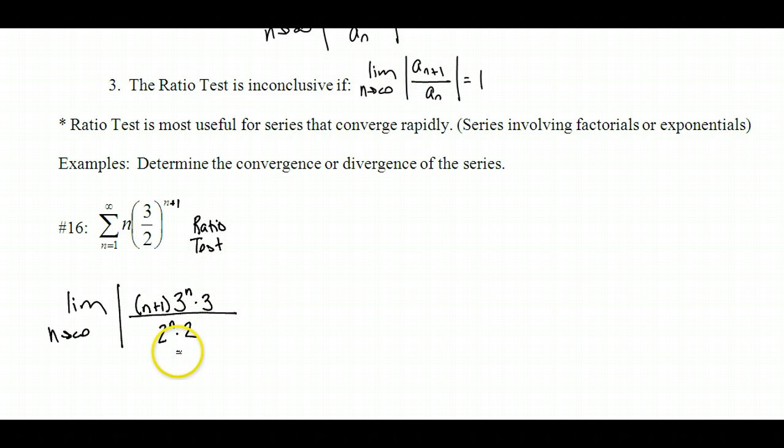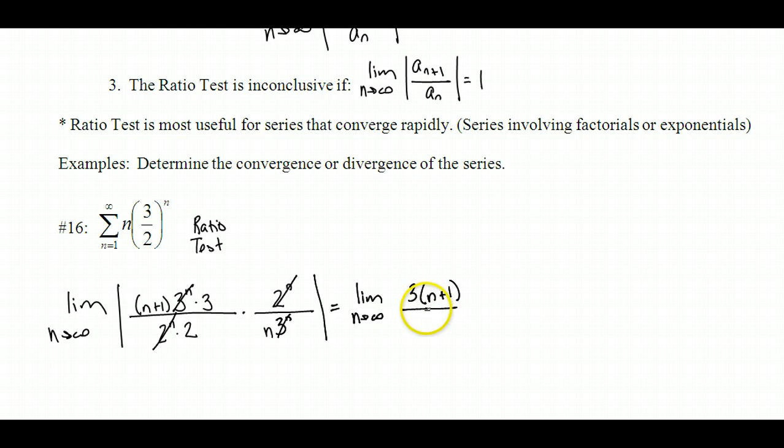And instead of dividing and creating a compound fraction, we're just going to multiply by the reciprocal right away. And the reciprocal would be 2 to the power of n in the numerator, and in the denominator, I would have n times 3 to the power of n. Obviously, simplify. So 3 to the power of n simplifies out, 2 to the power of n simplifies out. And now I have the limit as n is approaching infinity. In the numerator, we have 3 times n plus 1, and in the denominator, we have 2 times n.